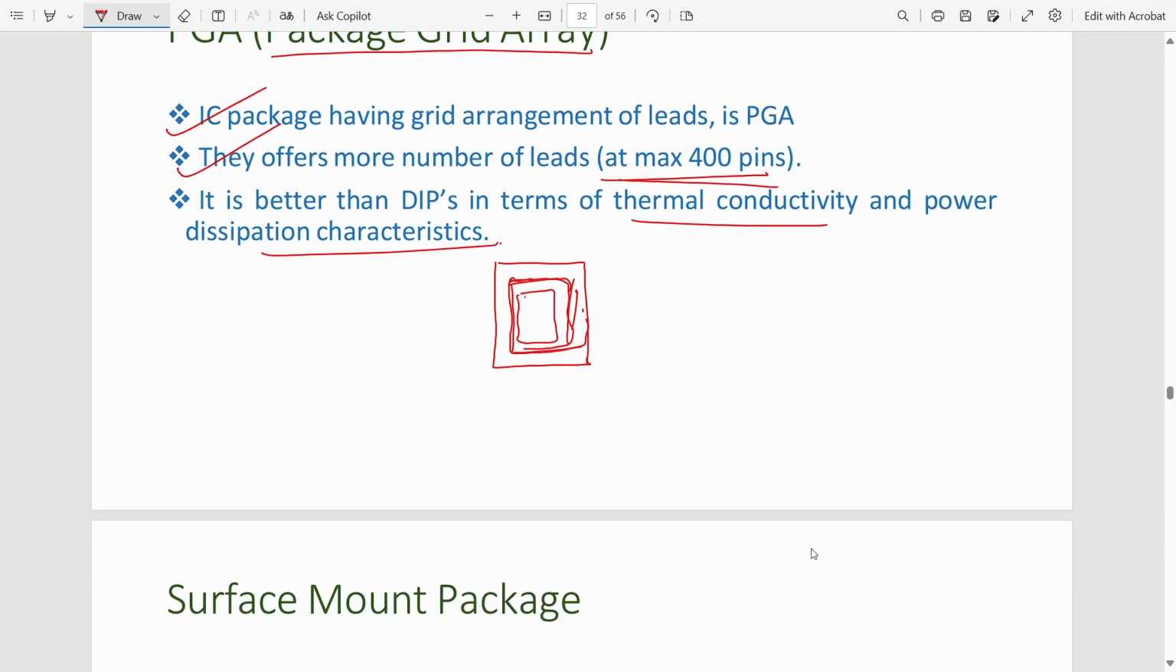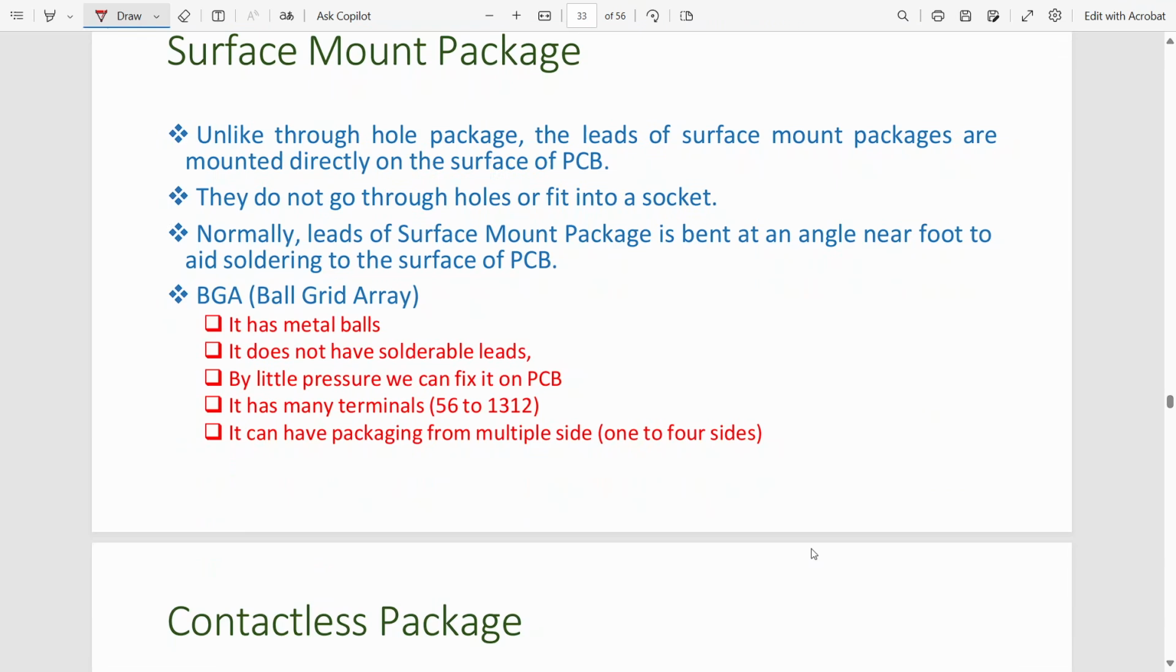Surface mount means one IC will be there, and it doesn't consist of leads. It will be surface mounted like this. Unlike through-hole packages, where within the PCB you can insert the package based on the design and solder it.